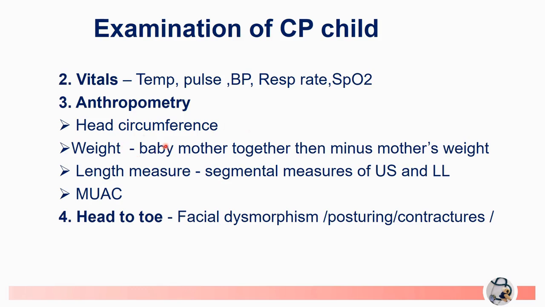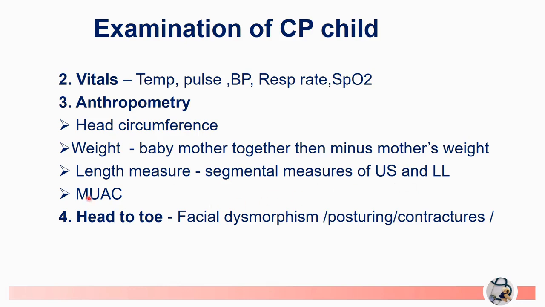Since many cerebral palsy children cannot stand, here you take the weight of the baby and mother together, then you subtract the mother's weight. That will give you the baby's weight. Then length measurement. Since they cannot stand, you take the length as segmental, because there might be deformities. So you take the segmental measurements like upper segment, lower segment, and if there are deformities, contractures in the knees, then measure all part by part, and the total will be the length of that child.